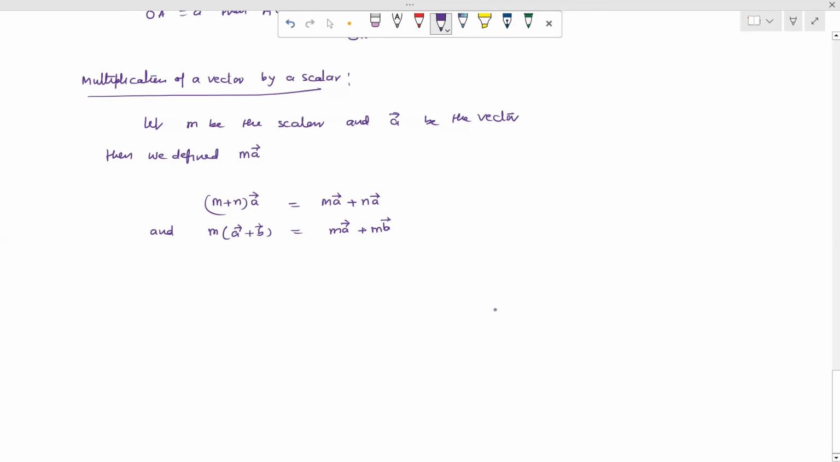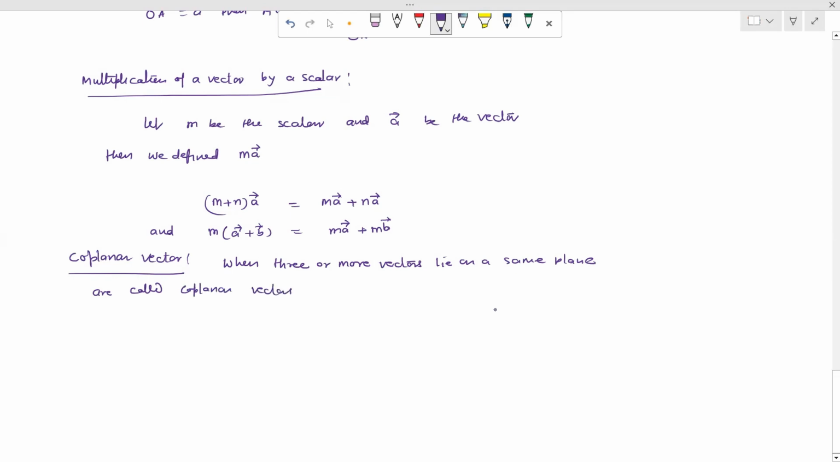Now we move to the next definition, that is the coplanar vector. Coplanar means same plane. So here we can write that when three or more vectors lie on a same plane, they are called coplanar vectors.